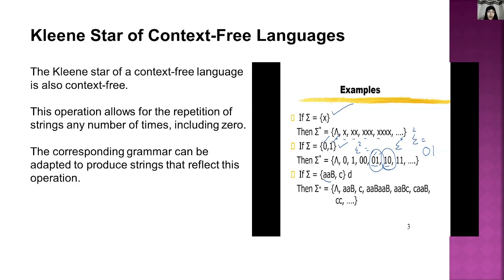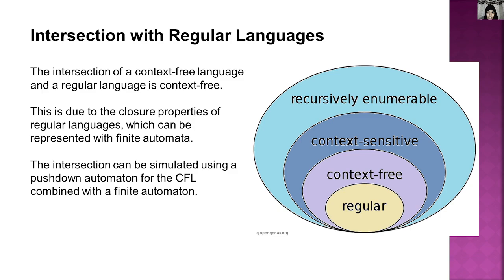Kleene star of context-free language. The Kleene star of a context-free language is also a context-free language, we can say. This operation allows for the repetition of strings any number of times, including even 0. The corresponding grammar can be adapted to produce strings that reflect this operation. As you can look into the examples mentioned in the picture.